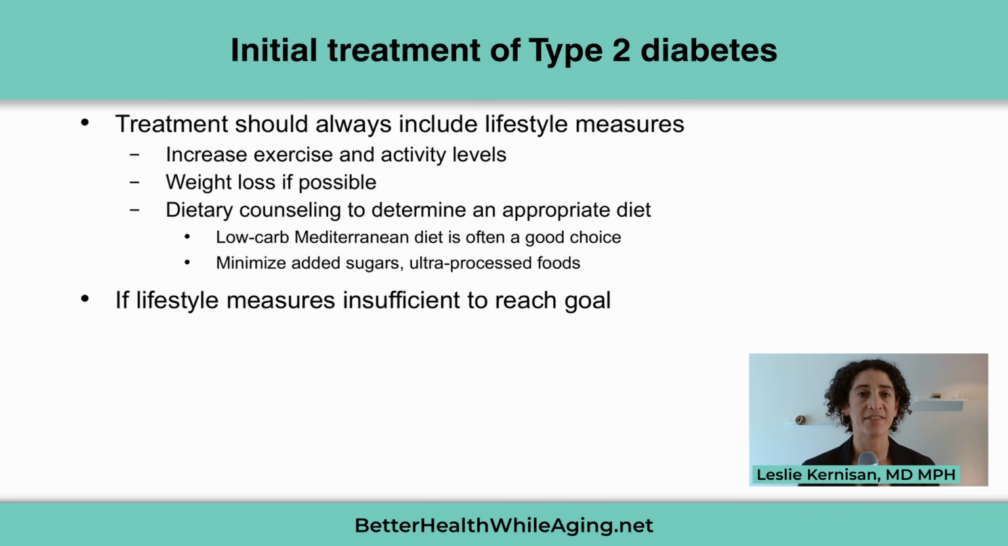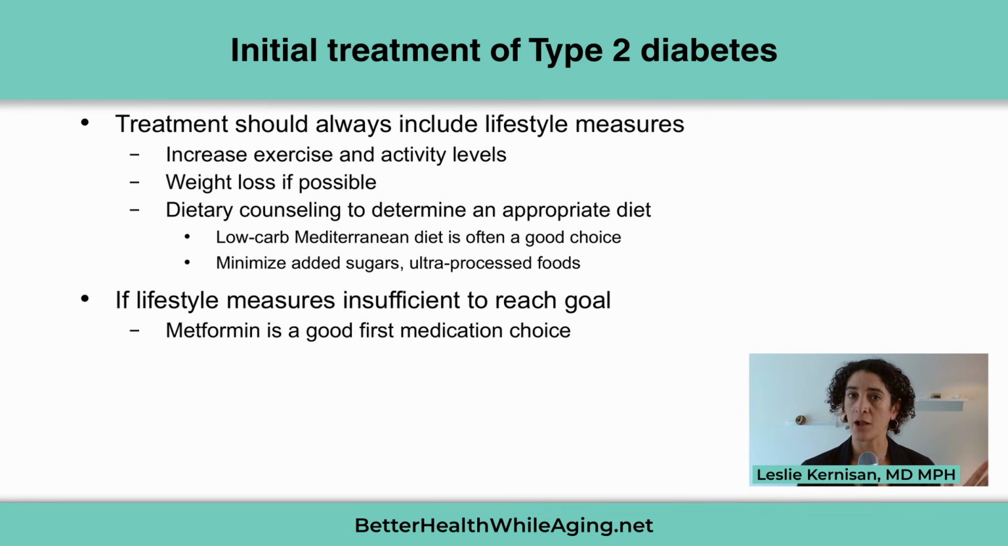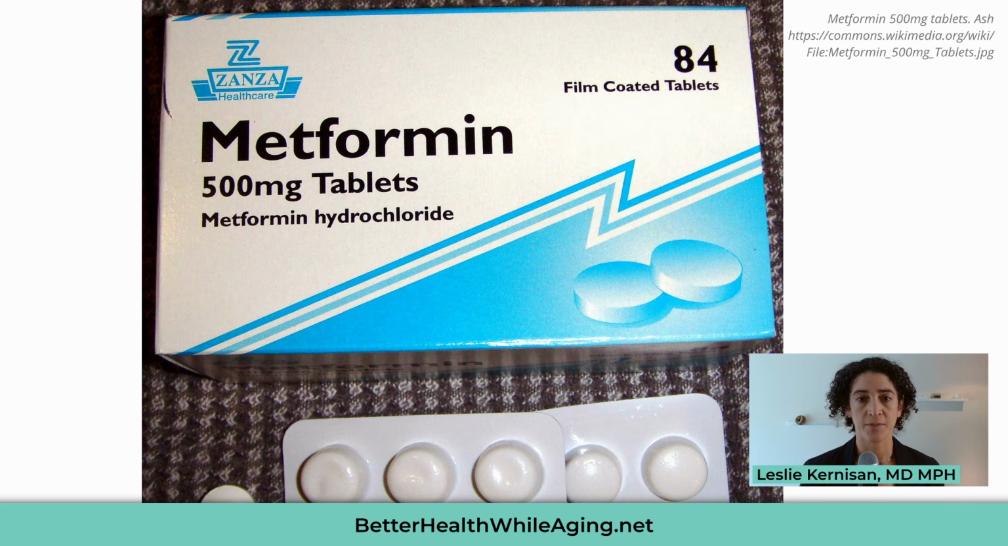And then if the lifestyle measures are insufficient to reach the goal, or if people start off with an A1C that's fairly high, like already over 7.5, then we want to think about medication. And for many older adults, not all, but many, Metformin is a really good first choice. So this is a very old medication. It's generic. It's inexpensive. It has a very long track record.